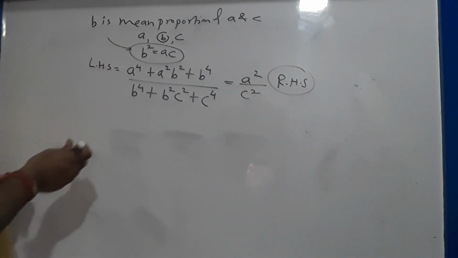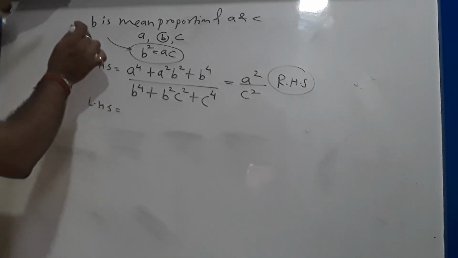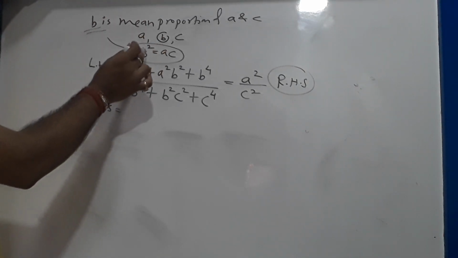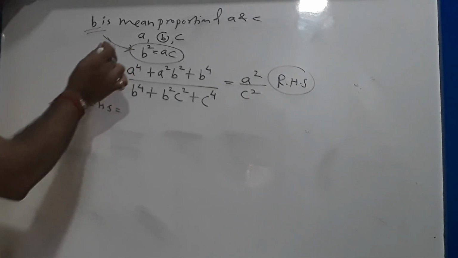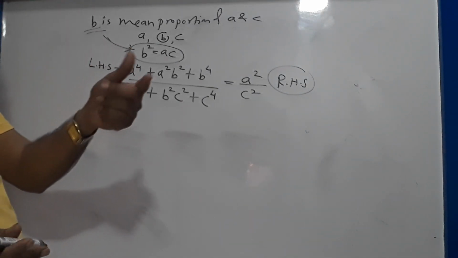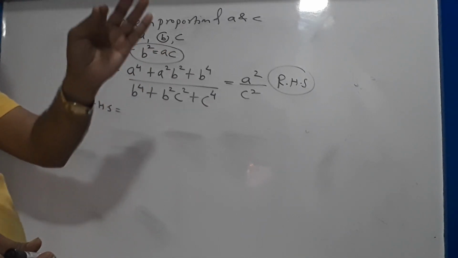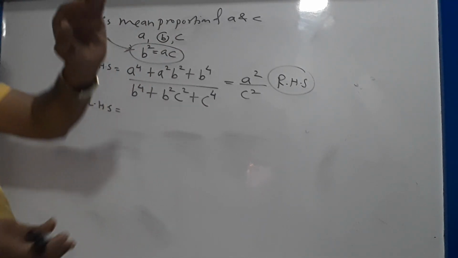So let us start with left hand side. Now B is the mean proportion of A and C, so B square is equal to AC. In the left hand side, wherever we have B square, we are going to replace the B square value by AC. Except B square, no other value should be replaced.